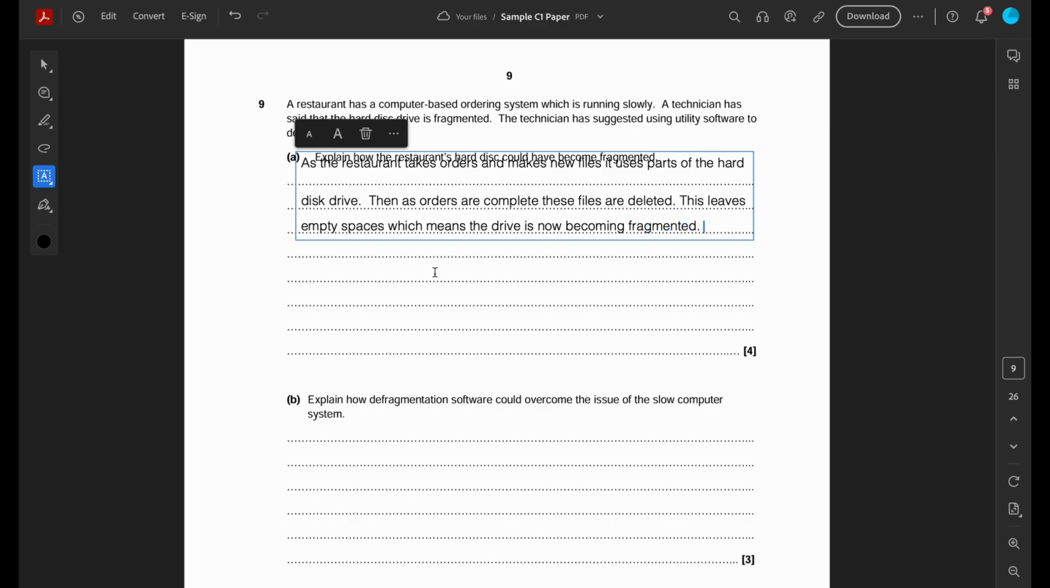Okay, so basically they're taking orders. 1, it fits in the scenario. They're making files. 2, the orders are complete, these files are deleted. 3, this leaves empty space within the drive. So what you would then say is that the defragmentation software would put those empty spaces at the end of the drive.